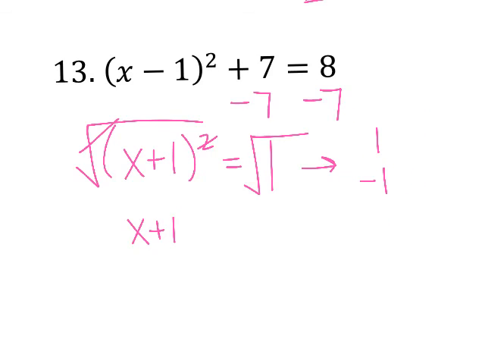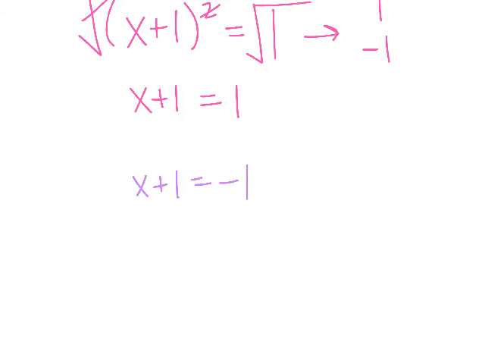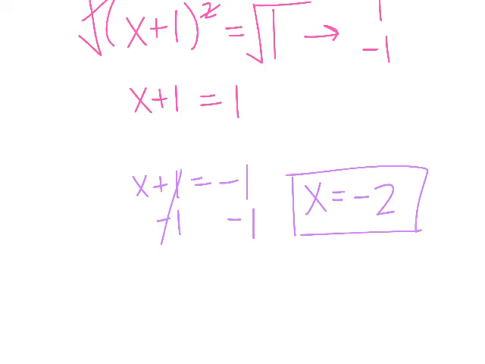Okay, so I get x plus 1 equals 1. And I get x plus 1 equals negative 1 as well. Okay, since I'm already on the color purple, let's just solve this one first. So I'm going to subtract 1 from both sides, and I get an x equals negative 2. Okay, and then up here, when I subtract 1 from both sides, I'm going to get an x equals 0.